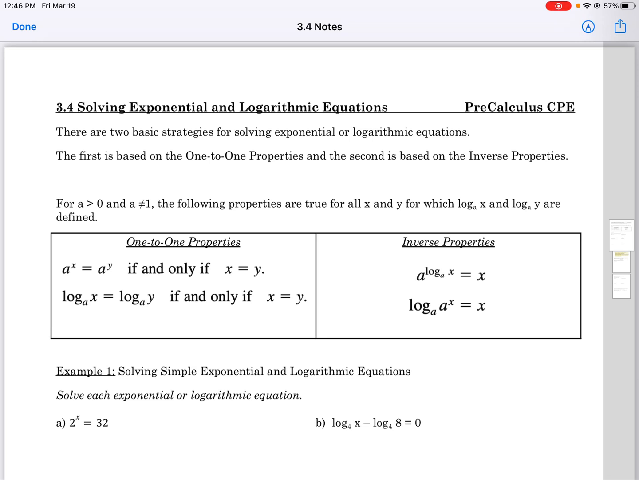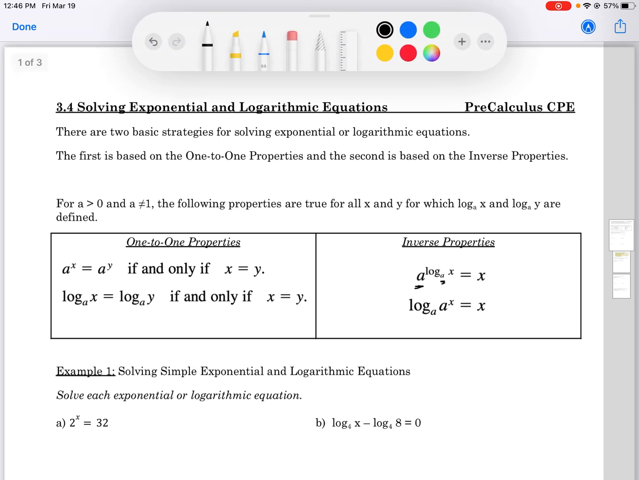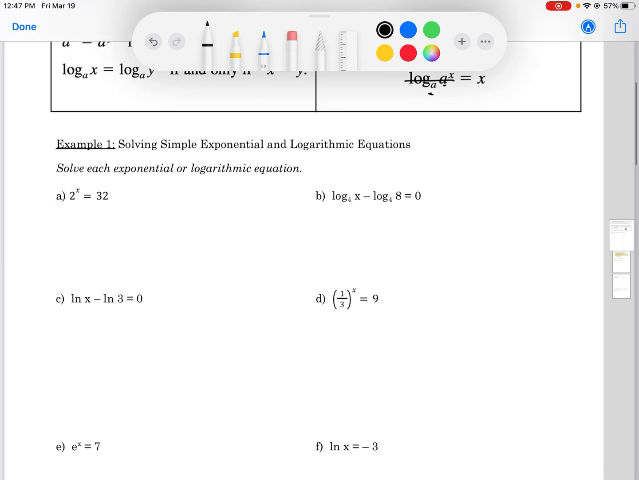Our inverse properties say that a to the log base a of x is equal to x. So as long as the base here is the same as the base in the log, we can basically just cancel these out. Same goes here. As long as the base and the base here are the same, they can cancel out, and we're going to get x. So we're going to solve each of these simple equations using logs and exponent rules.